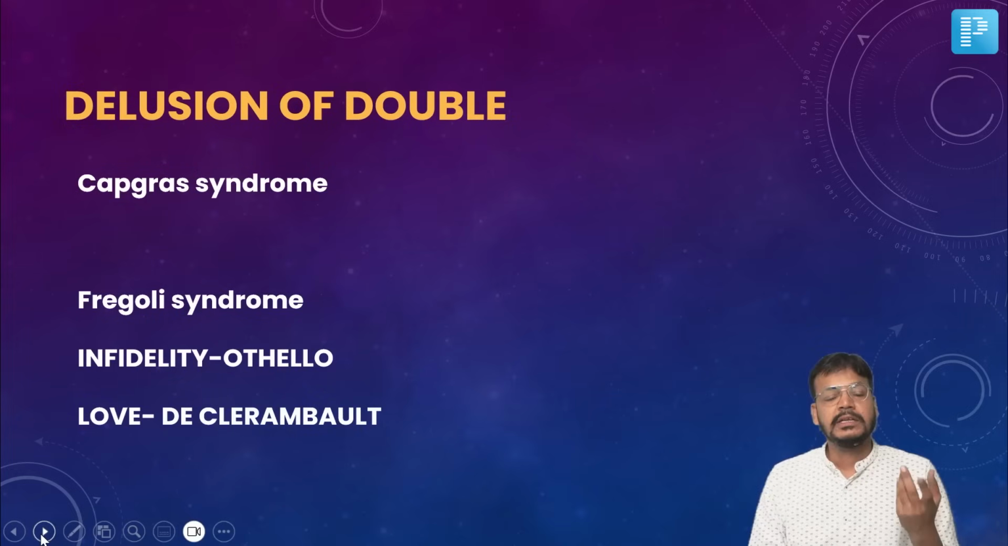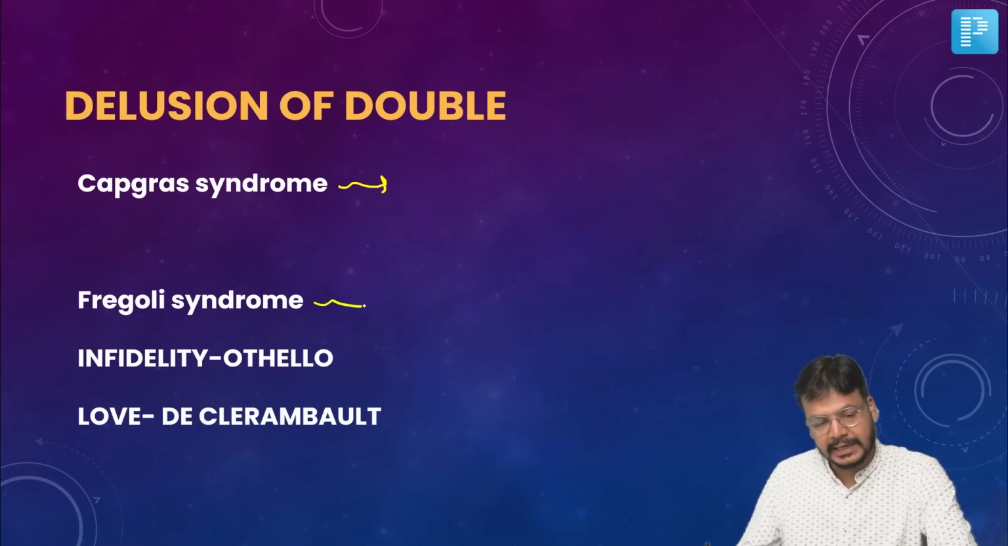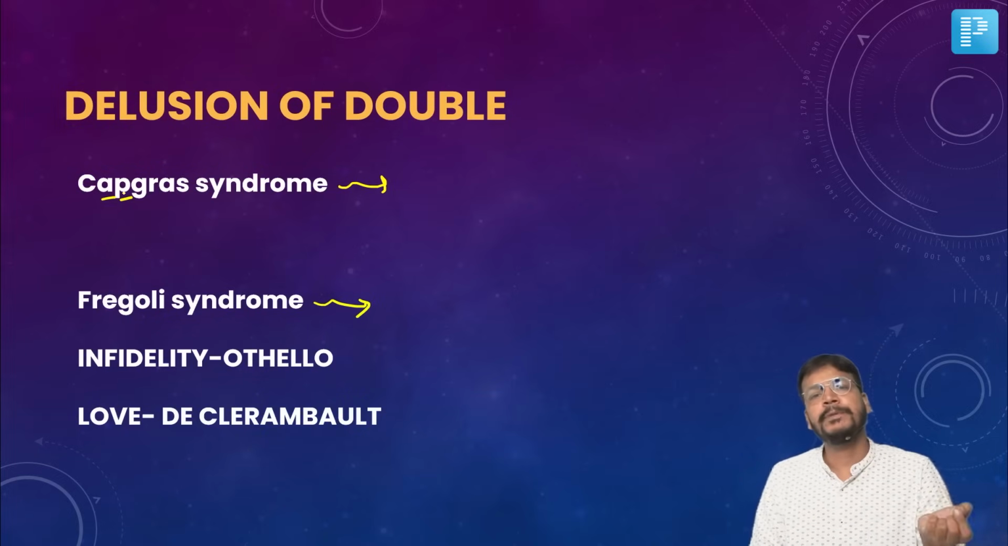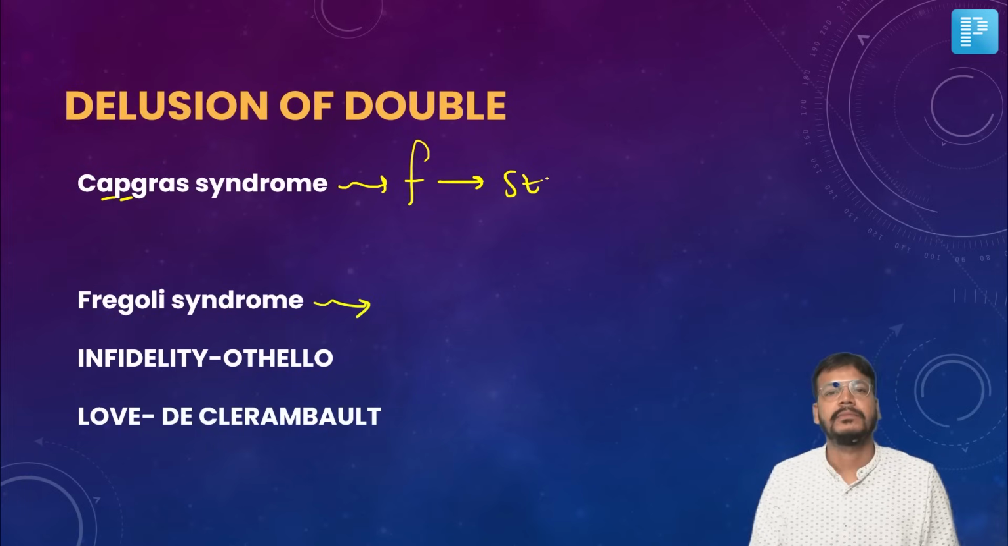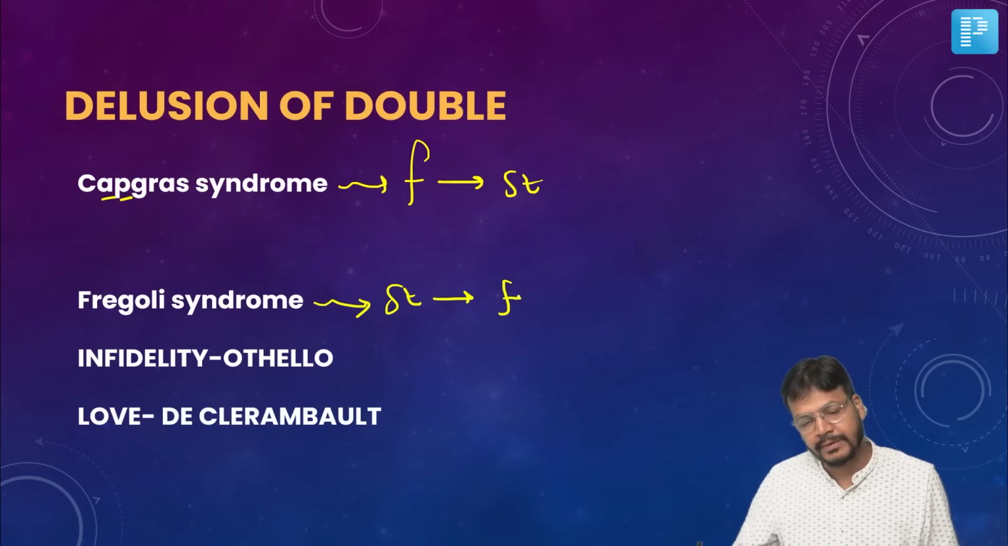This one. So, delusion of double. The first is Capgras syndrome. Second is Fregoli syndrome. How would you remember? Capgras, अपना पराया हो जाता है. So, Doctor, you can remember: the familiar looks like a stranger. Familiar looks like a stranger, and if a stranger looks like familiar, it's Fregoli.